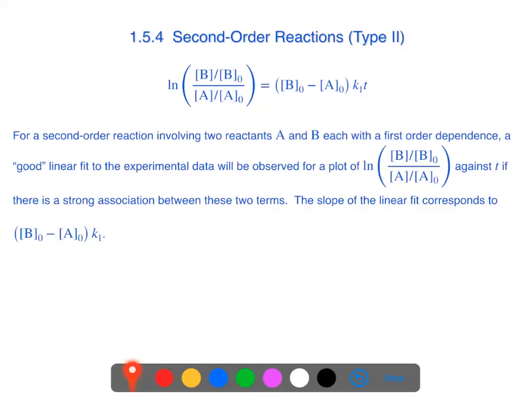So with this, we've covered 4 different models that we typically use to assess the chemical kinetics of reactions. We've covered zeroth, first, second type 1, and second type 2 order reactions. We have integrated rate laws for each of these 4 scenarios.